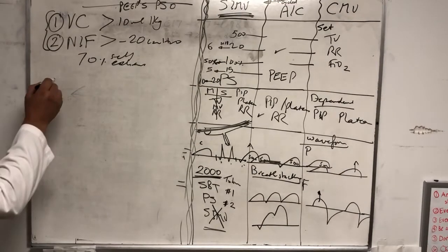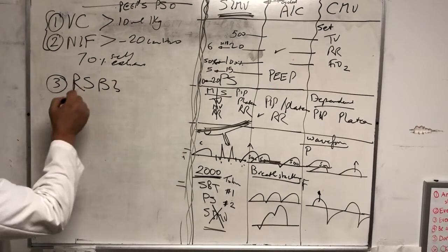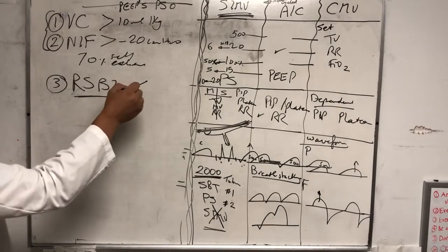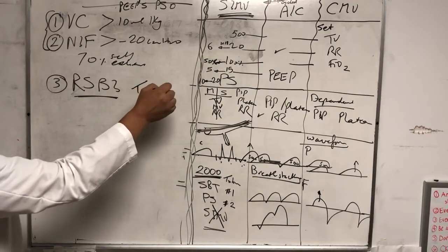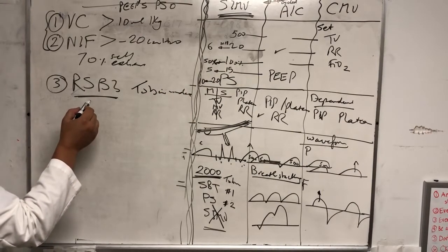So that's why they came up with the RSBI. The RSBI is the Rapid Shallow Breathing Index, which is also called the Tobin Index, the same Tobin. And basically it goes in respiratory rate.